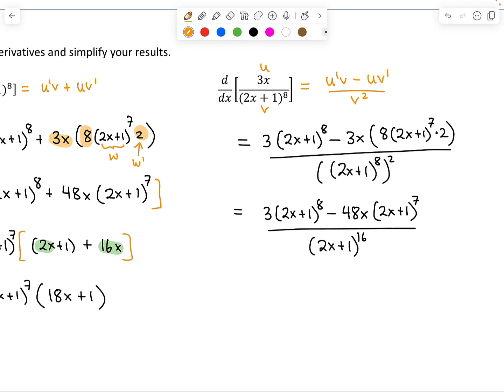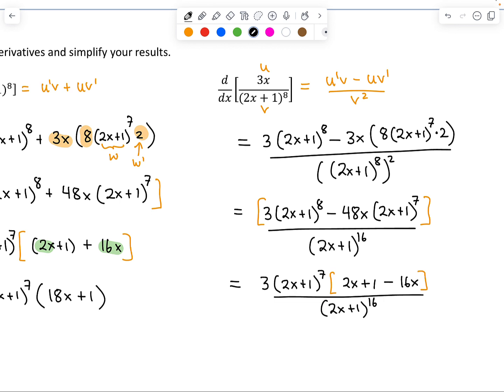Now think factoring of the numerator, put it in some brackets. Once again, we can factor out a 3 and (2x plus 1) to the 7th, leaving in the brackets a single 2x plus 1, which I don't need to put in parentheses, minus, and then a 16x, all over (2x plus 1) raised to the 16. Now that I've done factoring, I can simplify (2x plus 1) to the 7th over (2x plus 1) to the 16th, and I can combine 2x with negative 16x inside the orange brackets.